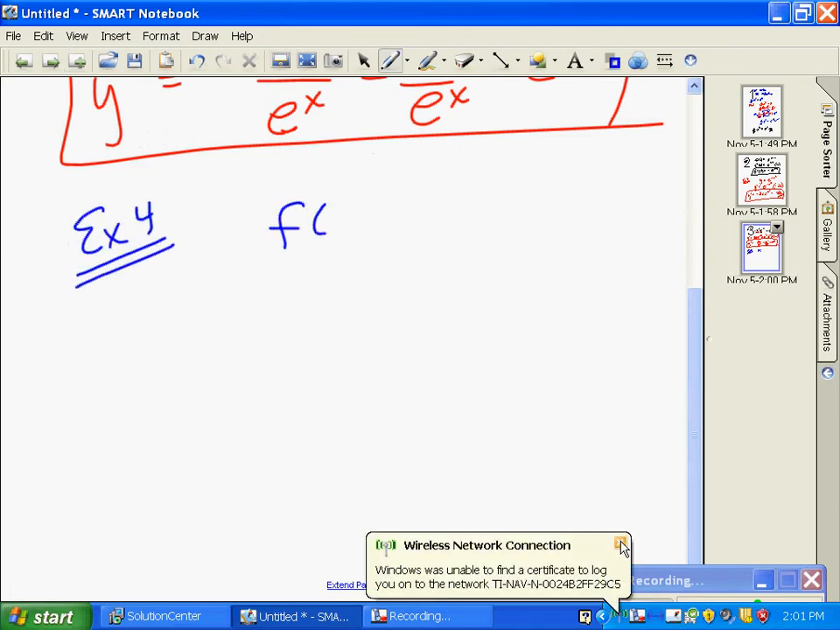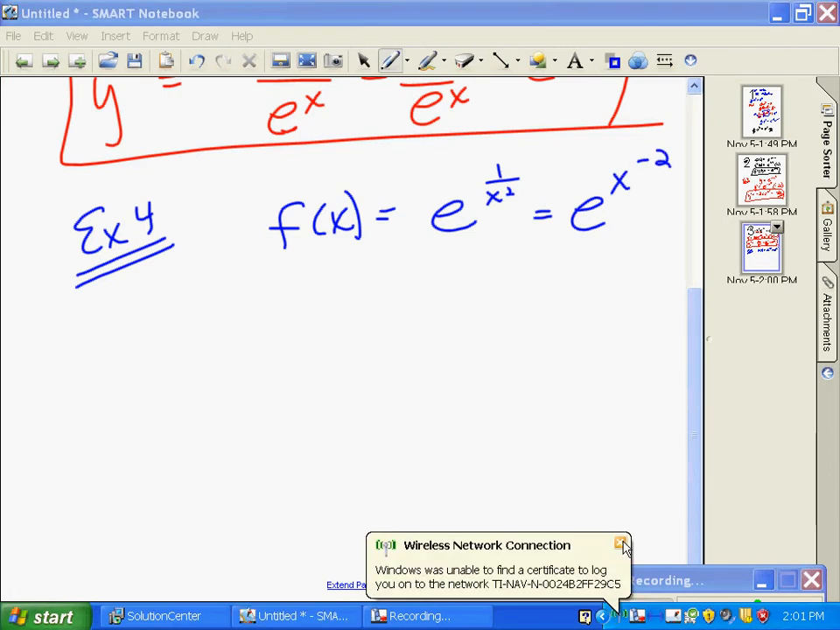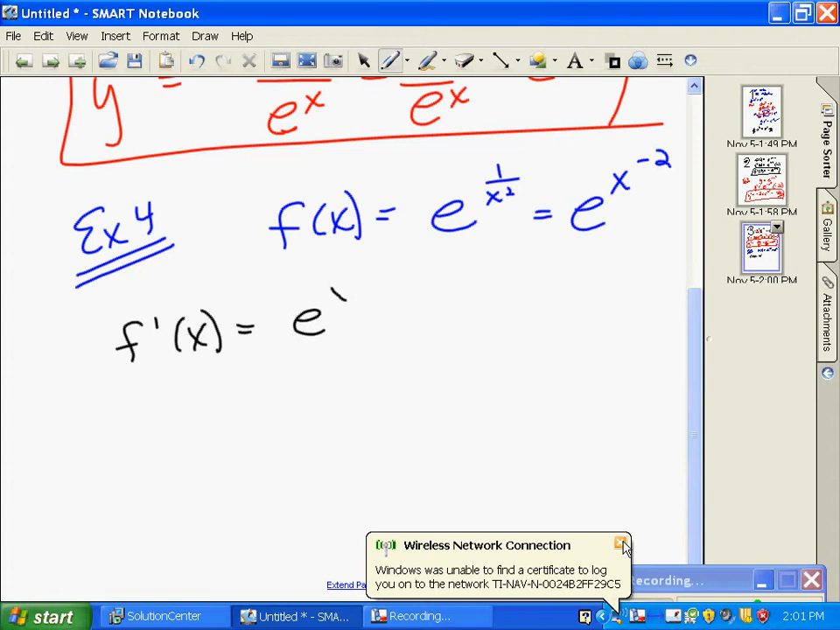Okay, example 4. I have f of x equal to e to the 1 over x squared, which I'm going to rewrite as e to the x to the negative 2, which makes it a little bit easier to find the derivative. F prime of x is going to be the derivative of e to the u, which is e to the u, times the derivative of the exponent, which is negative 2 x to the negative 3.